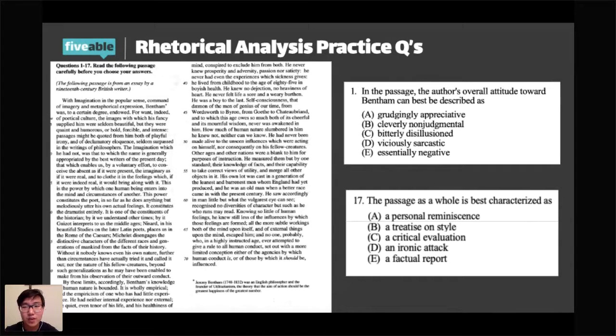Therefore, the best answer is C because he goes through each part of Bentham's character, he does this, he does this. Bentham talks about self-consciousness. He was a boy to the last. That's not ironic in nature. It's more of a critical evaluation. I hope that makes sense.